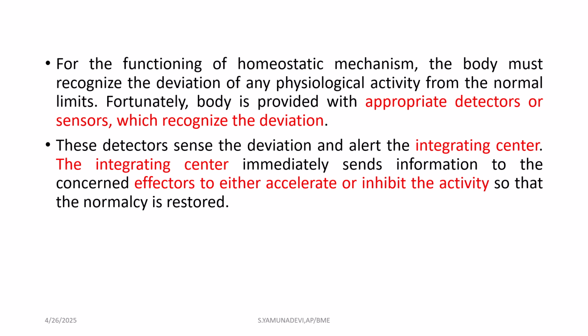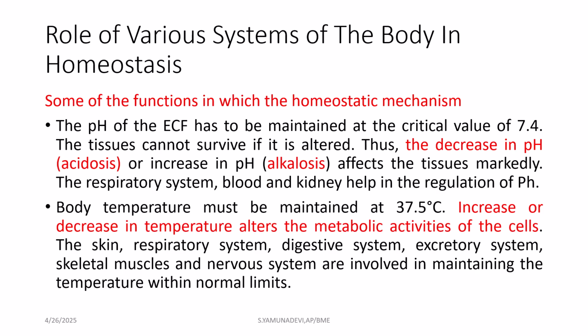Mostly this is done by a variety of sensors which recognize the deviations. The sensors sense the deviation and send an alert to an integrating center. That integrating center immediately sends information to the concerned effectors to either accelerate or inhibit the activity so that normalcy is maintained. Restoring our normalcy is also done by these effectors. And many of our body systems are maintaining our homeostatic mechanisms.